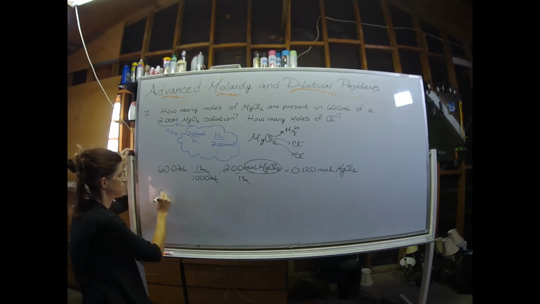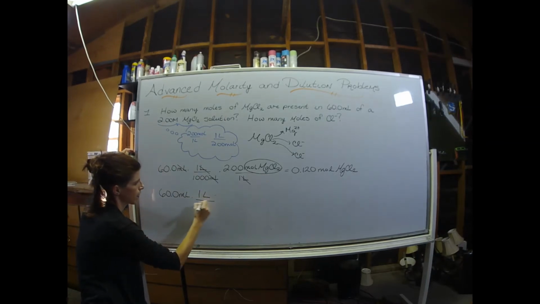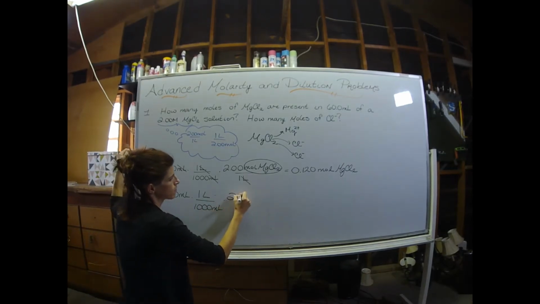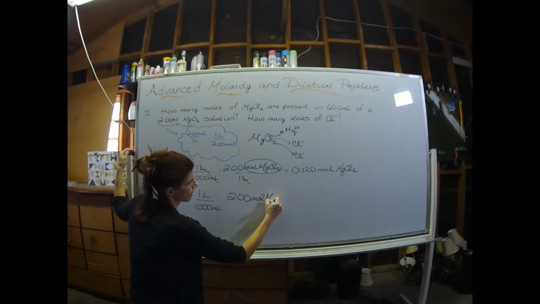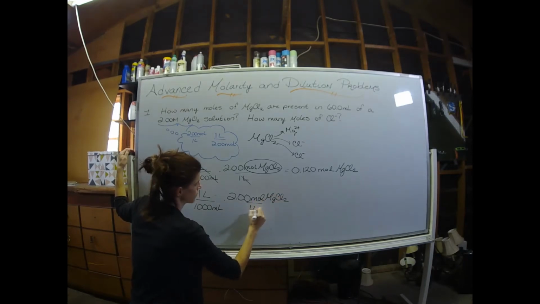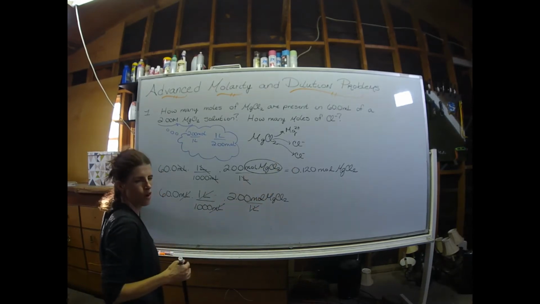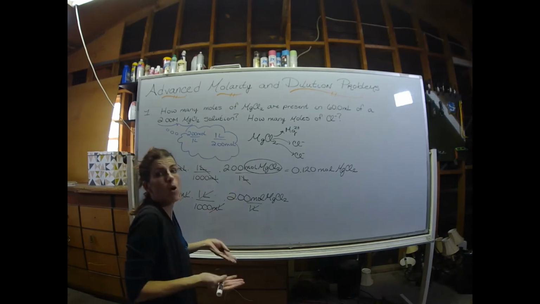The setup in the beginning looks the same. We have 60 mL, 1 liter has 1,000 mL. I can use this same 2.00 moles of magnesium chloride per 1 liter. By all means, if the problem builds like this, we could have just started from the previous answer too. I just want to show you the setup just in case they only asked you the second part.